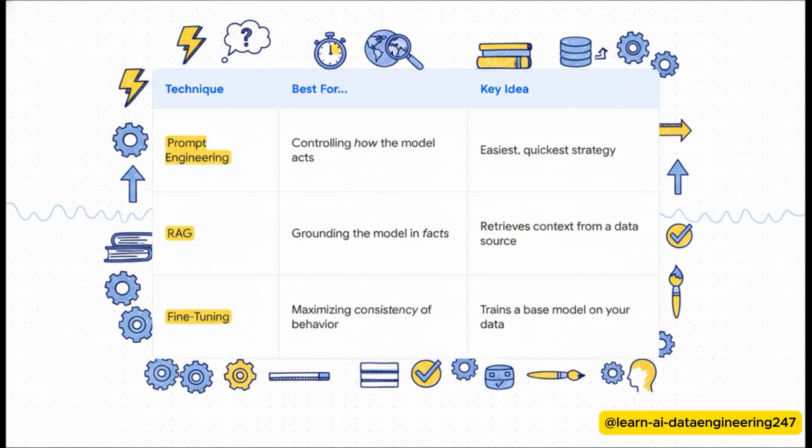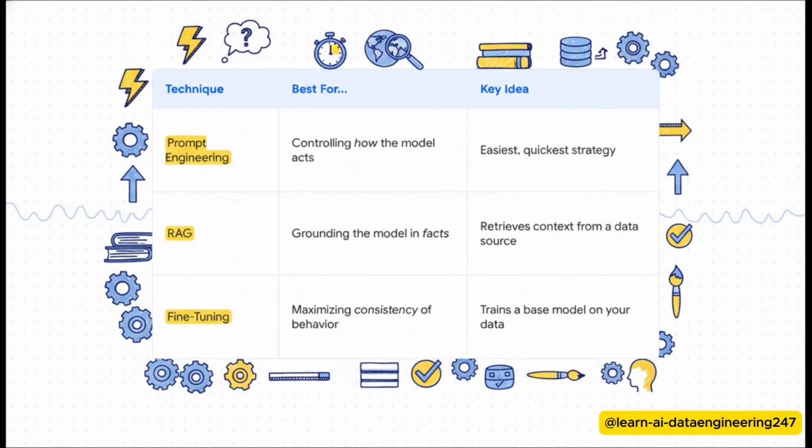If your model needs access to up to date facts or company specific knowledge, RAG is the better solution. But if your main goal is consistency, consistent tone, consistent style, consistent formatting, that is the sweet spot for fine tuning. Fine tuning lets you bake your brand personality directly into the model.